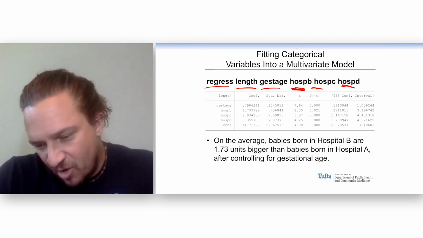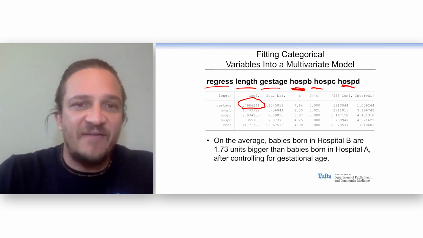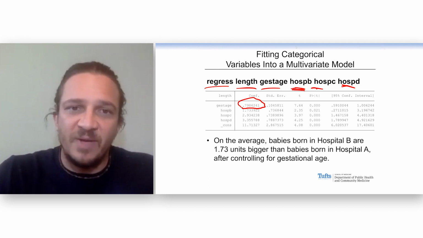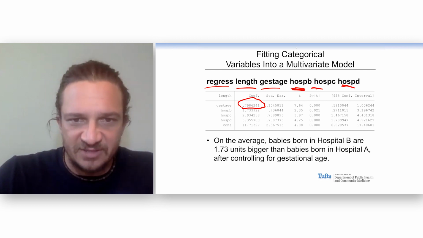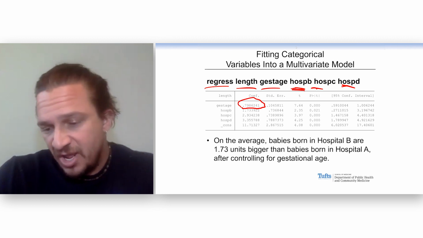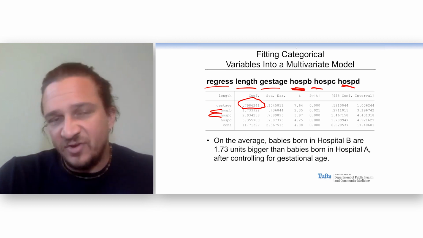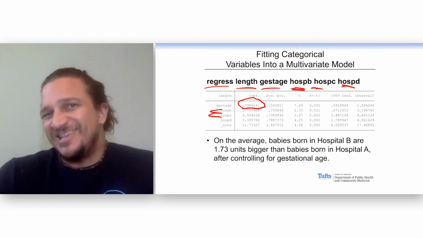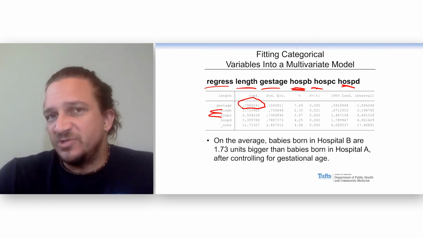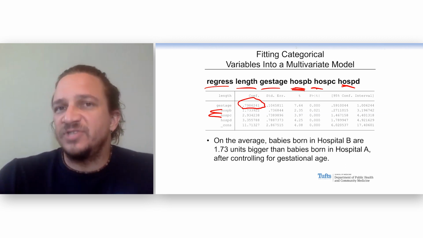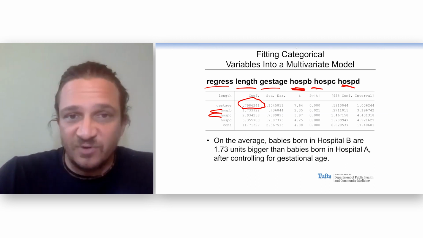Now, we still can say, okay, gestational age. On the average, for every 1 unit increase in gestational age, the birth length goes up by 0.79 after controlling for everything else. Now, how do we interpret these other dummy variables? We have to interpret them with respect to the reference level. I told you we chose hospital A, Tufts. We chose that as the reference. There's no variable in here for hospital A, but all the other variables get interpreted relative to hospital A.